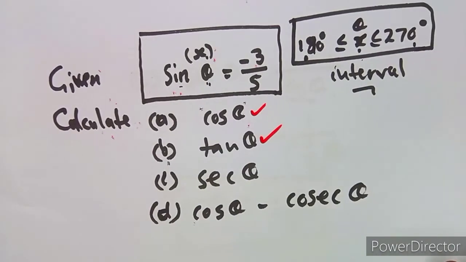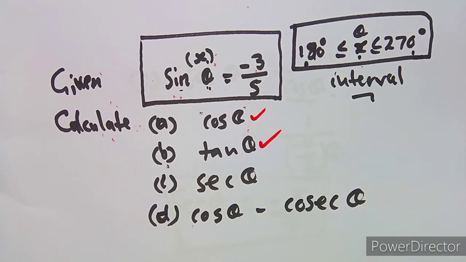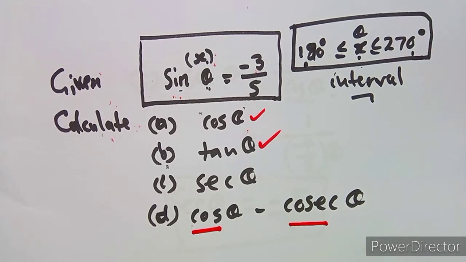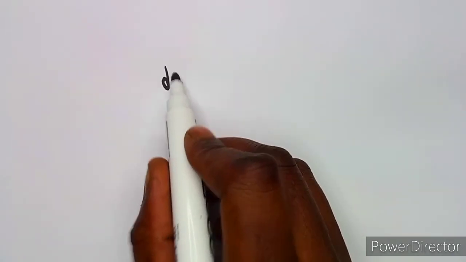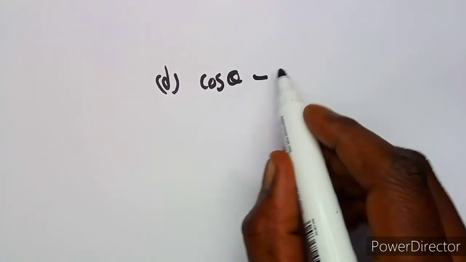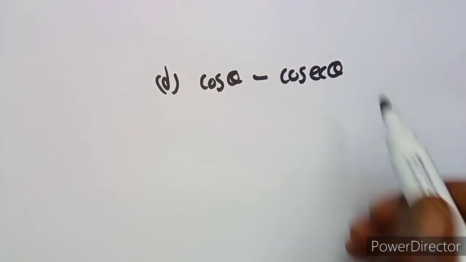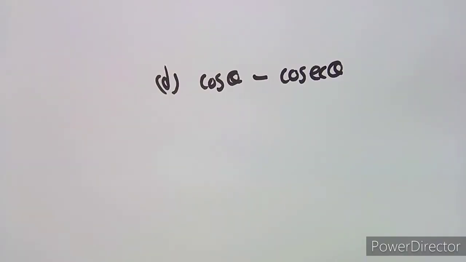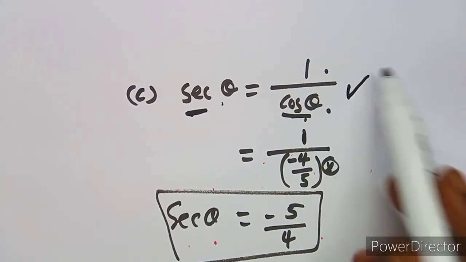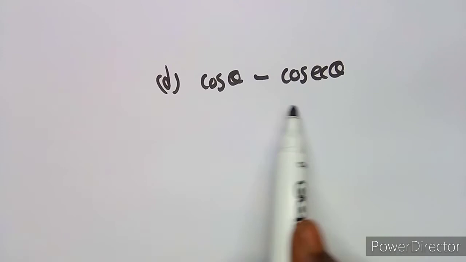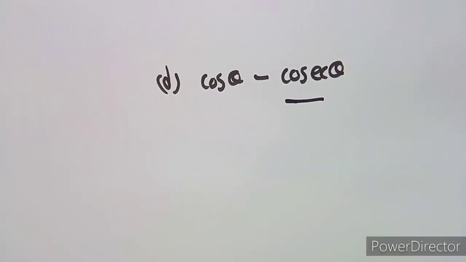Then we have got D, which is cos theta minus cosec theta. All right, let's just write it down so that we can talk about it. This is our D here, where we are given cos theta minus cosec theta. Just like what we did on the previous question, where we had to change sec to something that we are used to, which is cos, that's the same thing you're supposed to do also on this cosec.